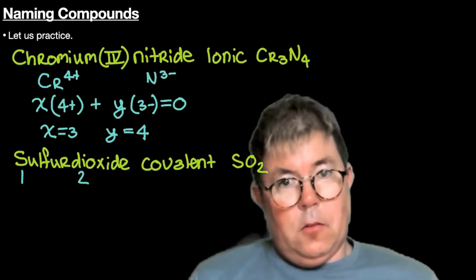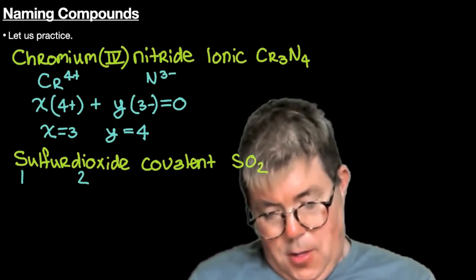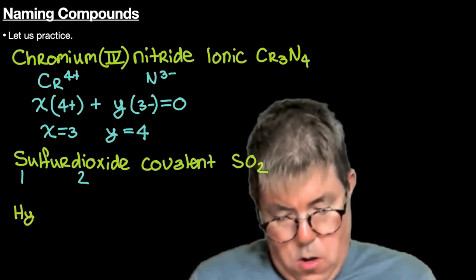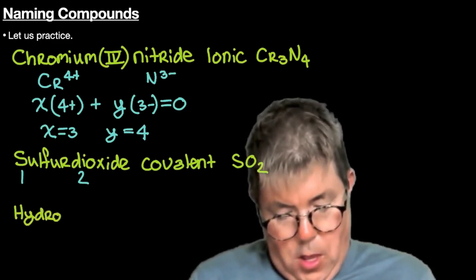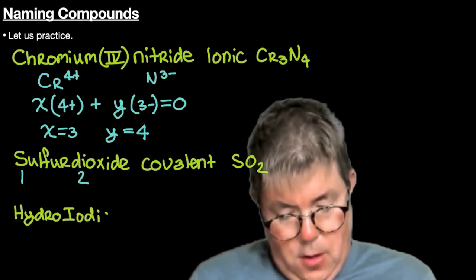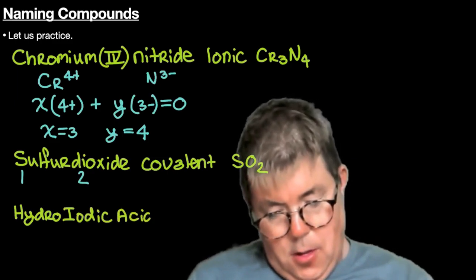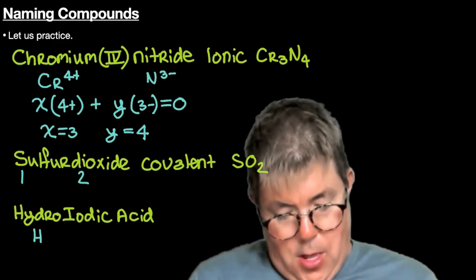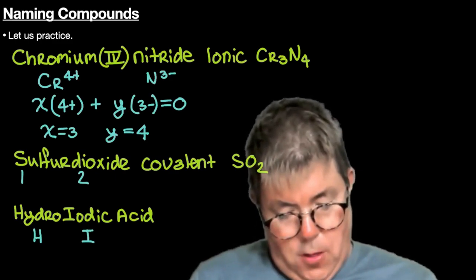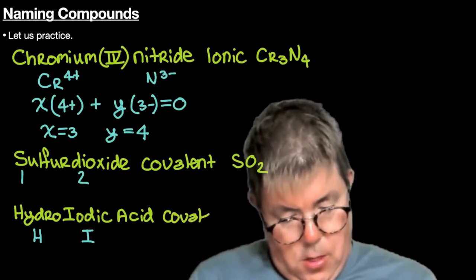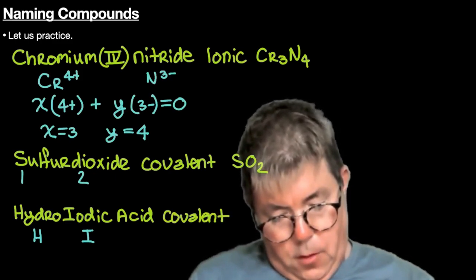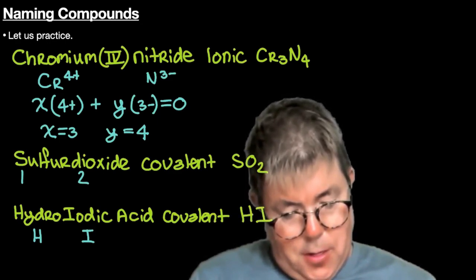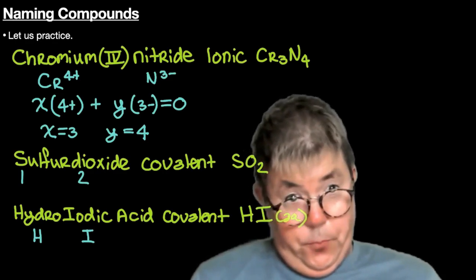Finally, let's look at an acid. So if we have hydroiodic acid, hydro means H, iodic means I. This is covalent and the formula is HI, and because it is an acid, we should use aqueous.